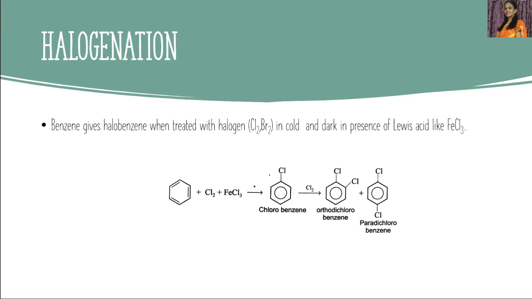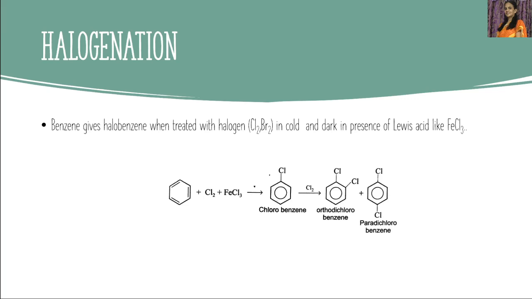Now dichlorination is also possible. So it again reacts with 1 more mole of chlorine to form 1,2-dichlorobenzene, and this is ortho-dichlorobenzene or the ortho product, and if the chlorine atom is present at the 1,4 positions, then it is known as para-dichlorobenzene. This is ortho-dichloro and para-dichloro. So this mixture is obtained when this chlorobenzene is subjected to chlorination. So initially, we get chlorobenzene, which again undergoes chlorination to form a mixture of ortho and para dichlorobenzenes.